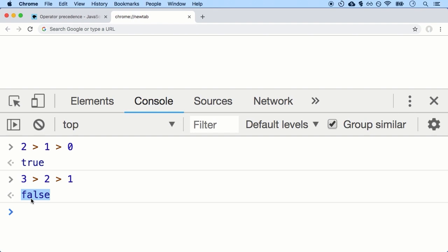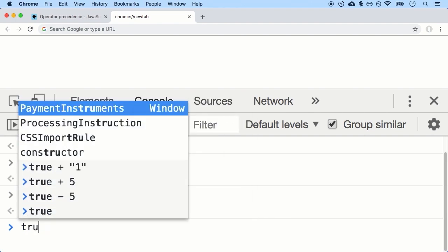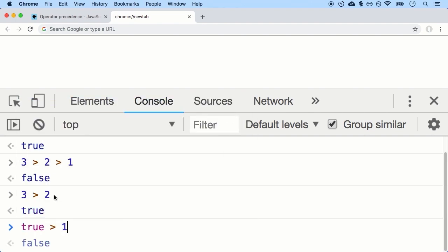That is why a lot of people get confused, because they don't understand this concept that I'm about to tell you. Remember, when we looked at associativity, it's going to take this value and process it first. So 3 is greater than 2. What is the result of that? Let's take a look. 3 greater than 2 gives true. So it's going to take this value, which is true, and then process true is greater than 1. Make sense? Take it slow.